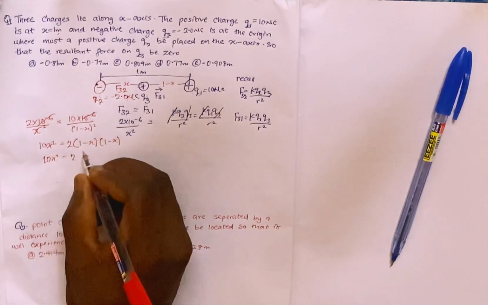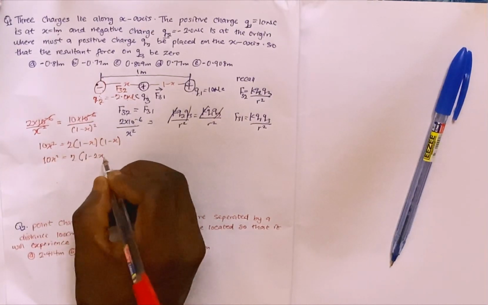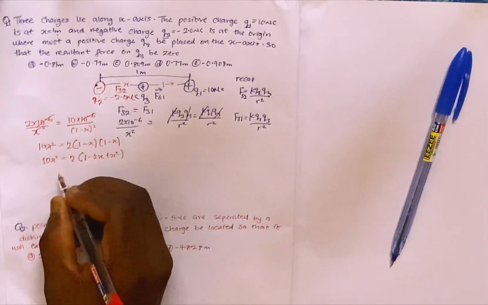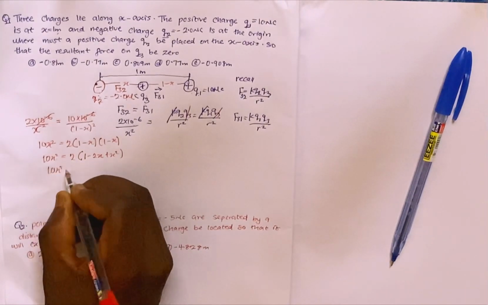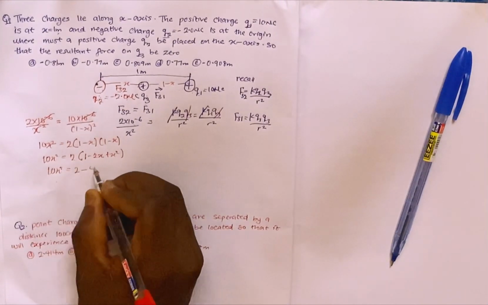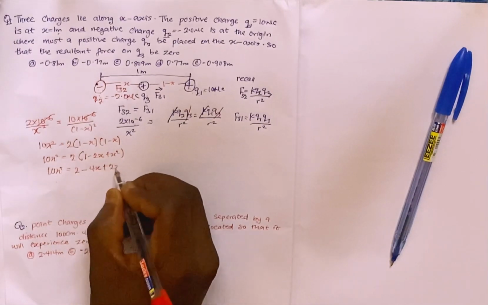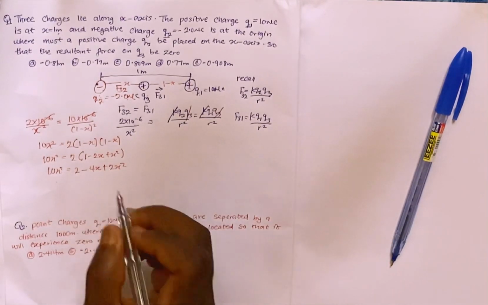That's 2 into the bracket, that's 1 minus 2x, right? Plus s squared. So here I'm going to simplify. I'm going to have 10s squared equal to what? That's 2 minus 4x plus 2s squared. So in this case, we just need to collect like terms.